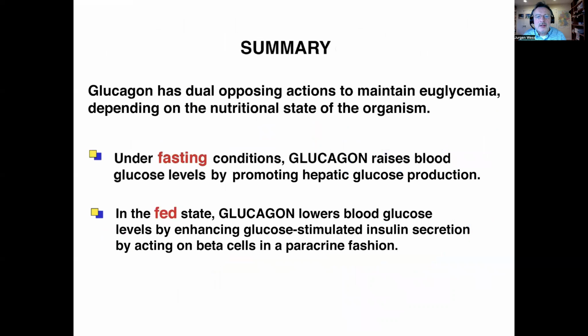So these data demonstrate that glucagon has dual opposing actions to maintain glycemia, depending on the nutritional state of the organism. Under fasting conditions, glucagon raises blood glucose levels by promoting hepatic glucose production. In the fed state, glucagon lowers blood glucose levels by enhancing glucose-stimulated insulin secretion by acting on beta cells in a paracrine fashion.